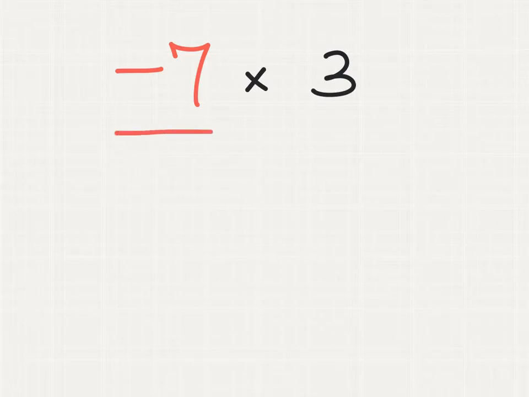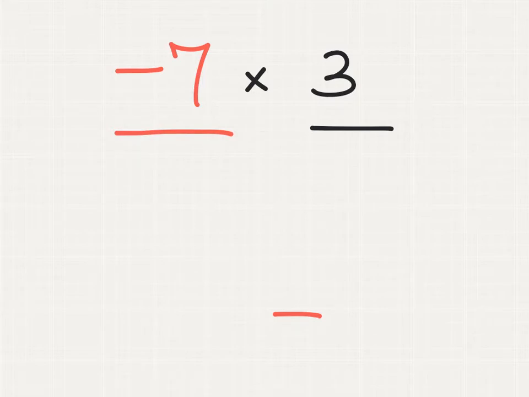Let's try one more multiplying example. What if I had -7 times 3? Step 1 says check the signs. Are they the same or different? I see a negative and a positive. That means they're different. My solution will be negative.